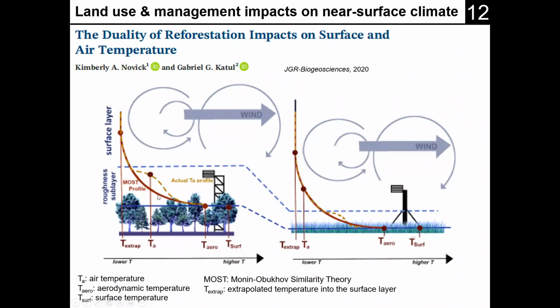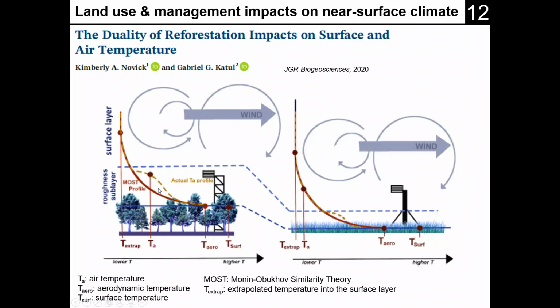Now if we assumed Monin-Obukhov similarity theory were valid at this measurement height, and extrapolated the air temperature to the surface layer to compare these two sites, we would actually bias the air temperature at the forest site. What would really help in this case is a high resolution measurement with height closer to the canopy, to see the actual profile and how it relates to the Monin-Obukhov similarity theory profile. That would help us have more robust estimates of the impact of land use and management practices.